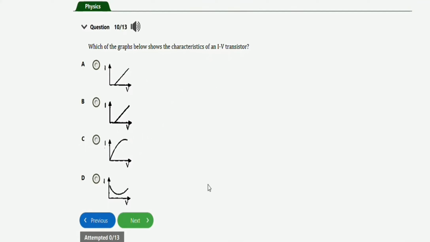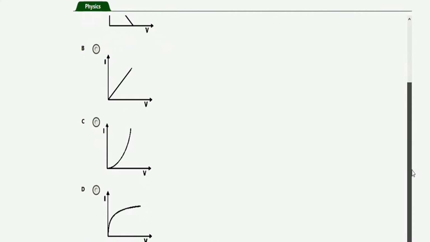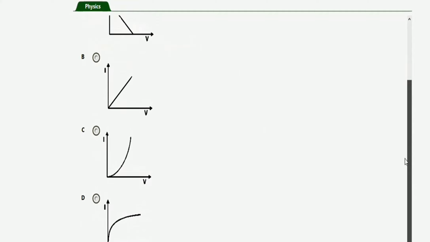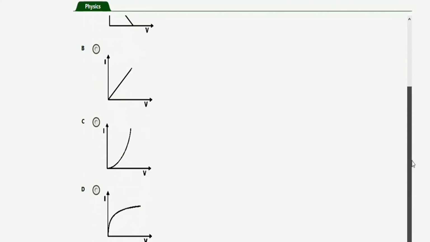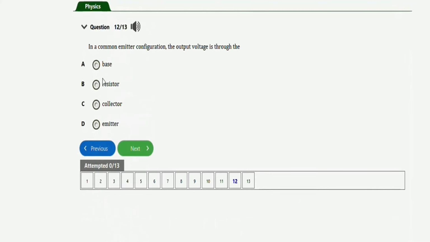Okay, next question says a typical transistor characteristic is represented as. The right graphical representation here is option C. Take note of it. Next question says in a common emitter configuration, the output voltage is through what. We have already answered this question. It is through the collector. Option C, the right option here.